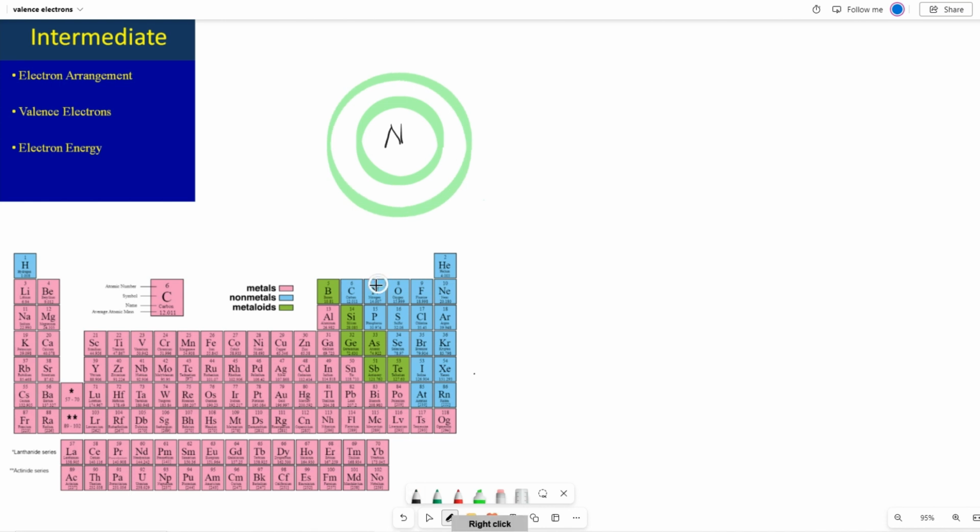And if we also take a look at nitrogen, it has 7 protons. So if it's a neutral nitrogen, that means it's also going to have 7 electrons. So nitrogen will have 7 electrons.